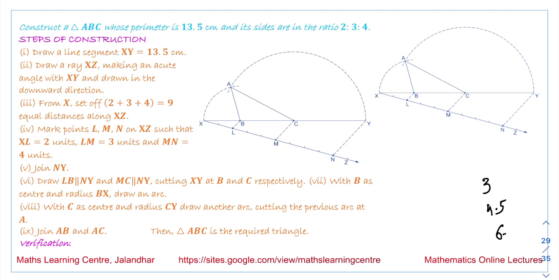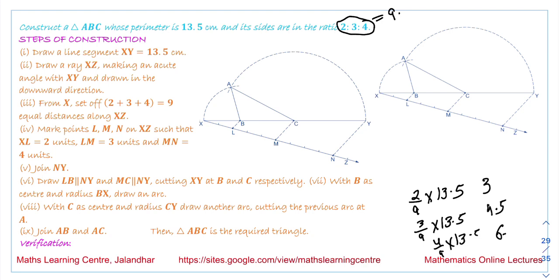The sum of these 3 values, 2 plus 3 plus 4, is equal to 9. So the lengths of the sides will be 2 by 9 into 13.5, next 3 by 9 into 13.5, and next 4 by 9 into 13.5. So when we measure the length of these 3 sides, we obtain that the 3 sides of the triangle are 3 centimeter, 4.5 centimeter and 6 centimeter.